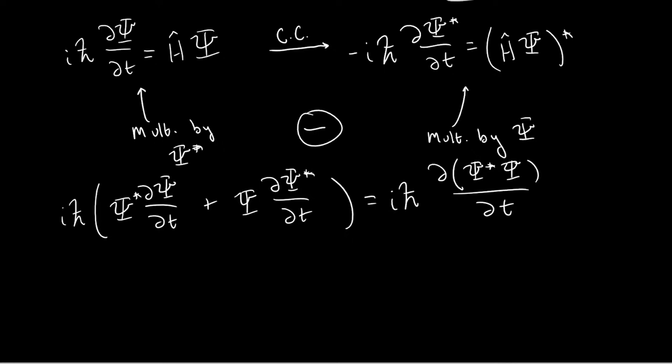So that's what happens on the left-hand side. I get a total derivative, which is always sort of nice to see happen. The right-hand side, I can just set this equal to what shows up on the right-hand side: psi star h hat psi minus h hat psi star.